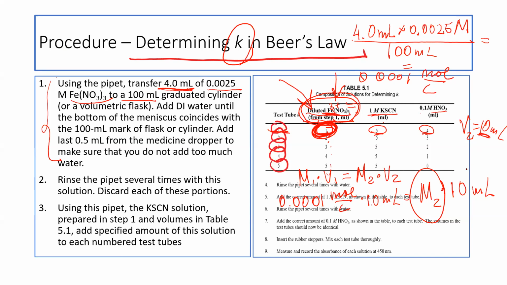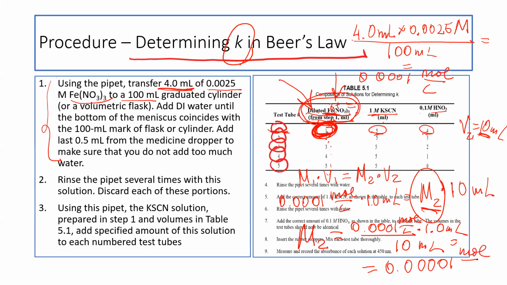Have we done it? No, we haven't. M2, we can do it. M2 is equal, this is for the first test tube, to 0.0001 moles per liter times 1.0 milliliter over 10 milliliters. So it's going to be 0.00001 moles per liter. You can use another way to express it, like 1.0 times 10 to the power negative fifth. It's going to be your first concentration.